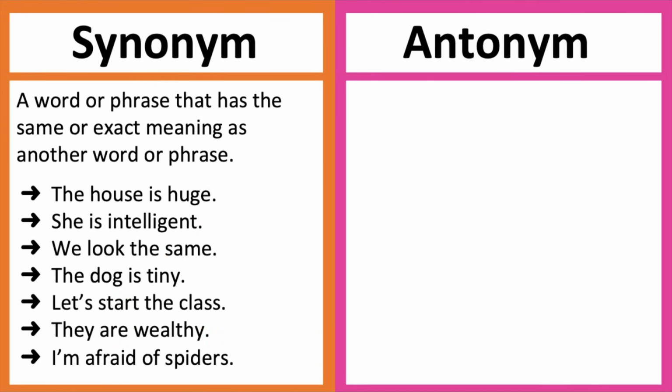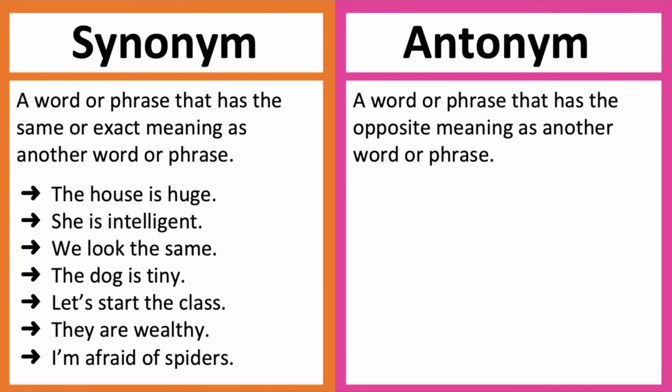Antonym. An antonym is a word or phrase that has the opposite meaning as another word or phrase. So these can't be used interchangeably as it would have the opposite meaning to what is intended. Some common examples are big. The antonym is small.